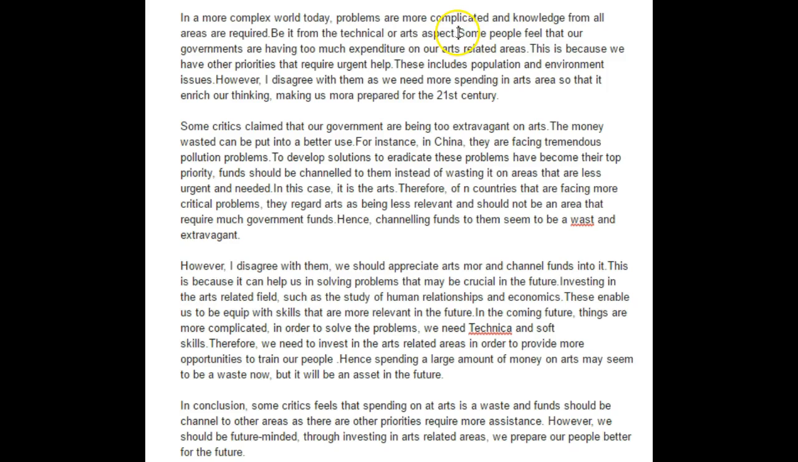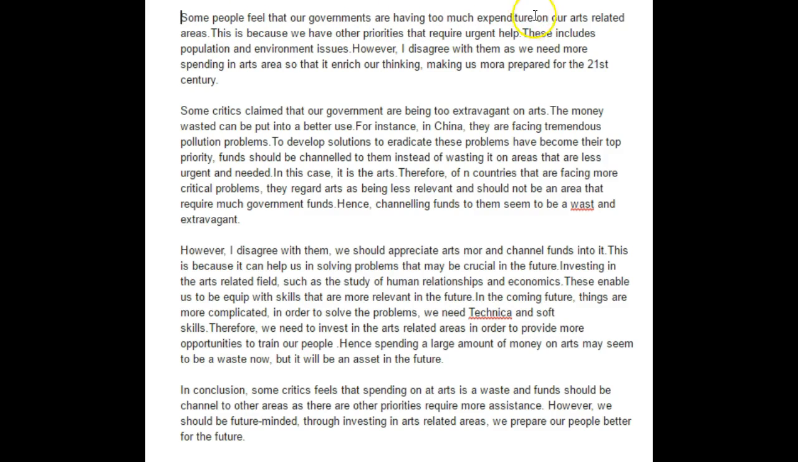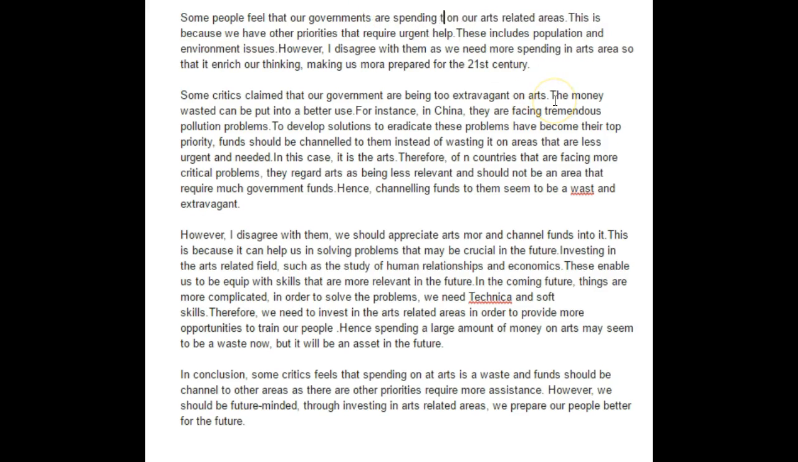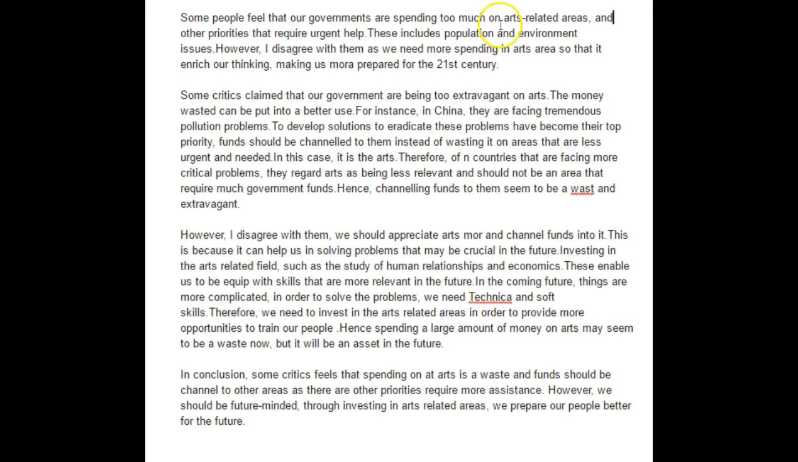Many students include these background statements to lead into the essay, but actually they're not required. We can just start with: some people feel that our governments are spending too much on arts related areas. I mean, we technically should do that. And we could here just go and that other priorities require more urgent help. And here we could just put that there and say such as population and environment issues. Do that.